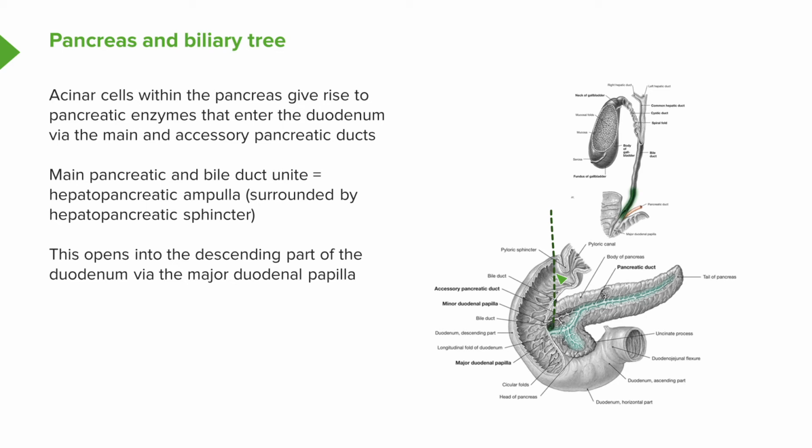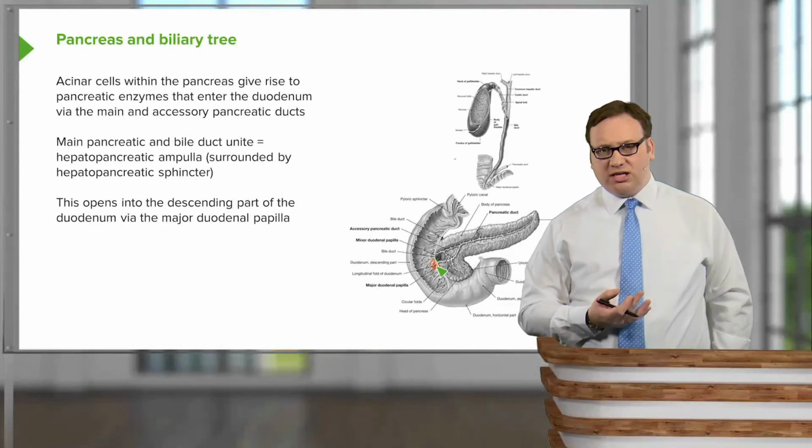And the dilation is surrounded by a smooth muscle sphincter known as the hepatopancreatic sphincter. This is controlled by the autonomic nervous system, and that can regulate the activity of the sphincter, so that when the sphincter relaxes, pancreatic juice and bile can pass through the major duodenal papilla, which we can see here, and support digestion.